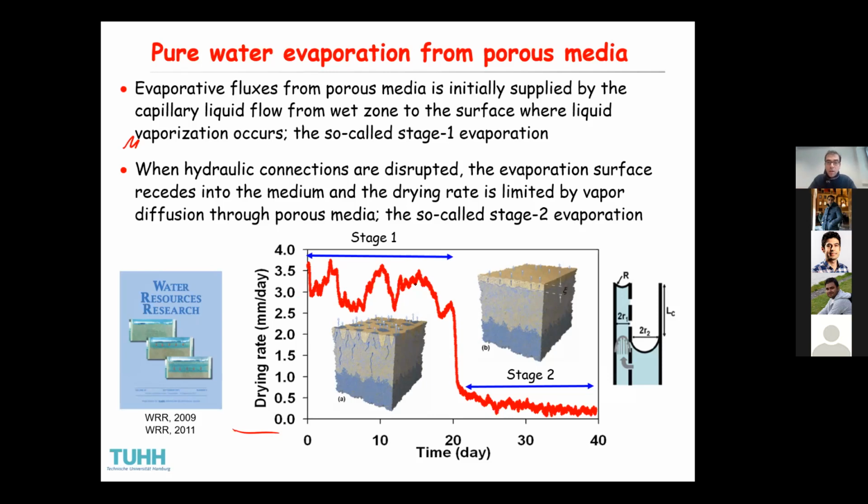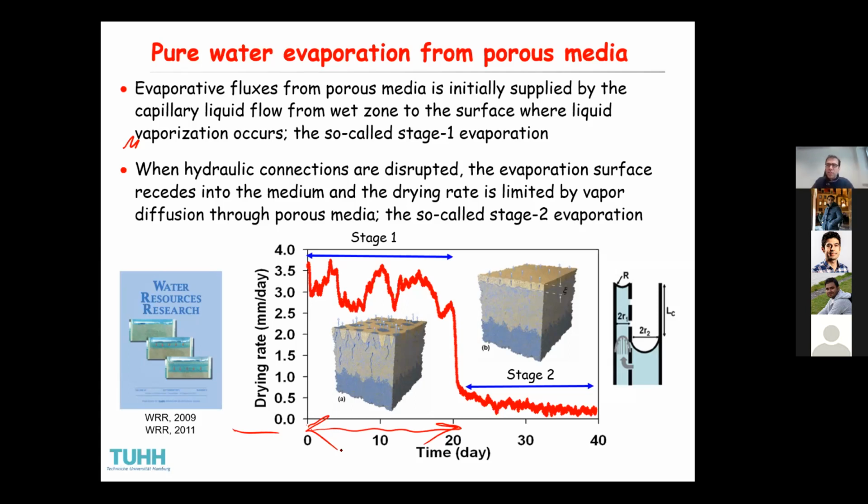I would like to highlight here that for 20 days, this cup is losing water. But the evaporation rate is not a function of, or let's say it is less impacted by, the amount of water present in this domain. The evaporation rate is nearly constant and fluctuating, but at a particular time, there's a huge drop. So that's stage 1, stage 2.